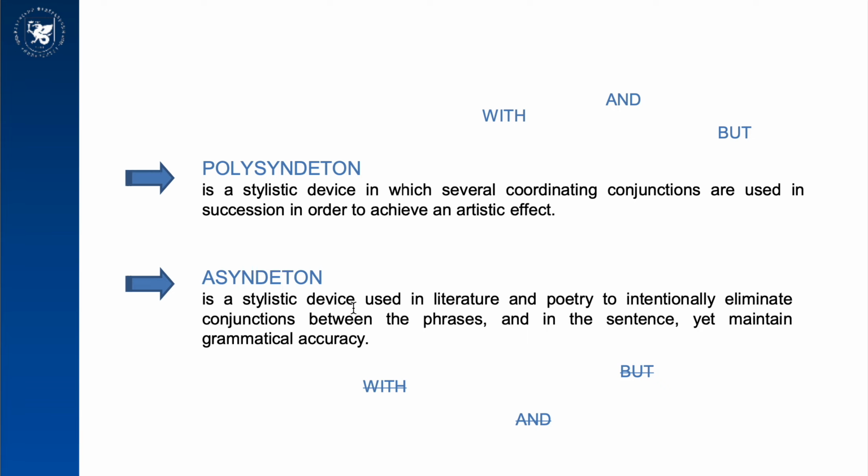Okay, polysyndeton and asyndeton. Polysyndeton is a stylistic device in which several coordinating conjunctions are used in succession in order to achieve an artistic effect. Conjunctions are the following: with, and, but. Asyndeton is a stylistic device used in literature and poetry to intentionally eliminate conjunctions between the phrases and in the sentence, yet maintain grammatical accuracy. So I've crossed out the conjunctions "with", "and", "but" for better understanding.